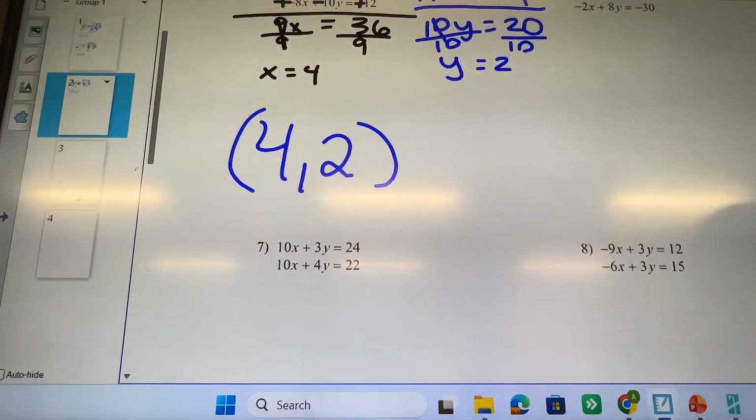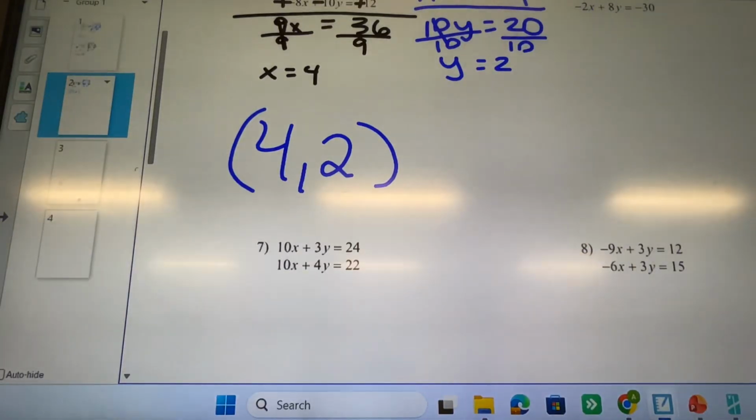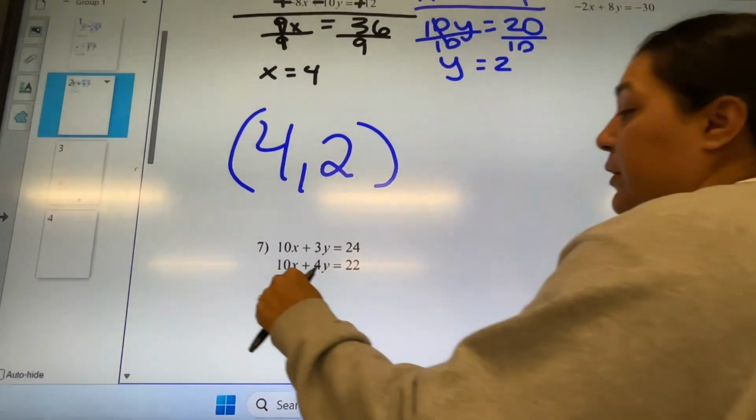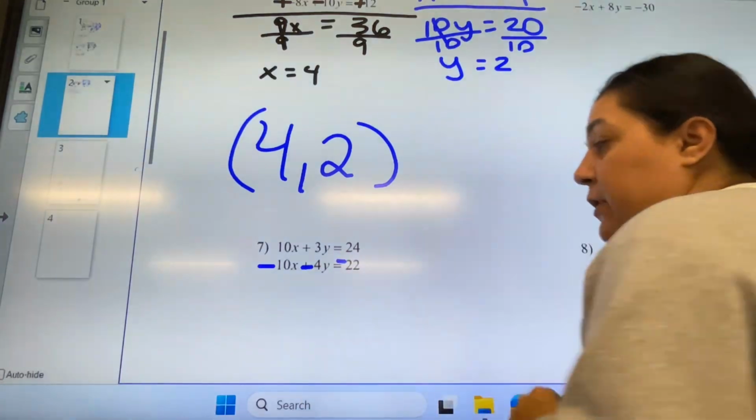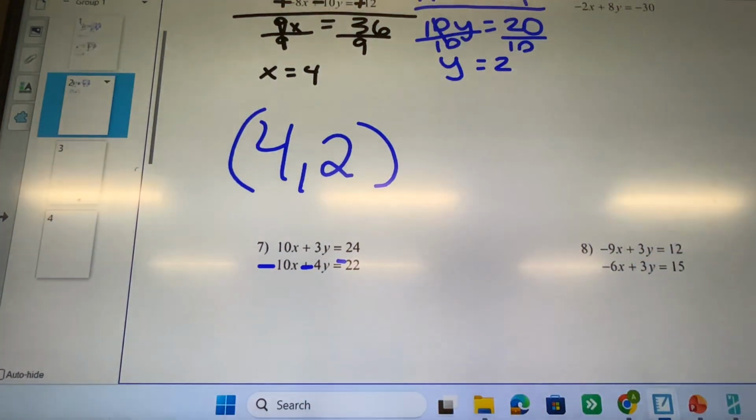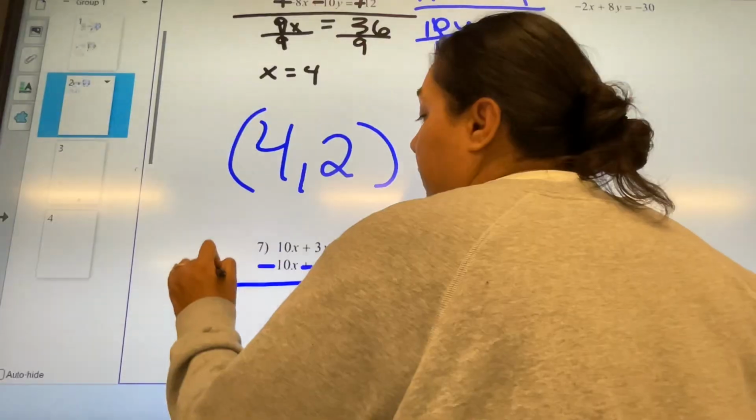Okay, number 7, what should cancel, X's or Y's? The X's, yeah, they both say 10 and 10. Okay, so are those the same kind of signage or different? They're the same, right? They both say positive 10, positive 10. So we need to change all the signs in the second one. So it's going to be a minus 10, a minus 4, and a minus 22. Change all the signs in the second equation. Okay, and then we're gonna add the two together.